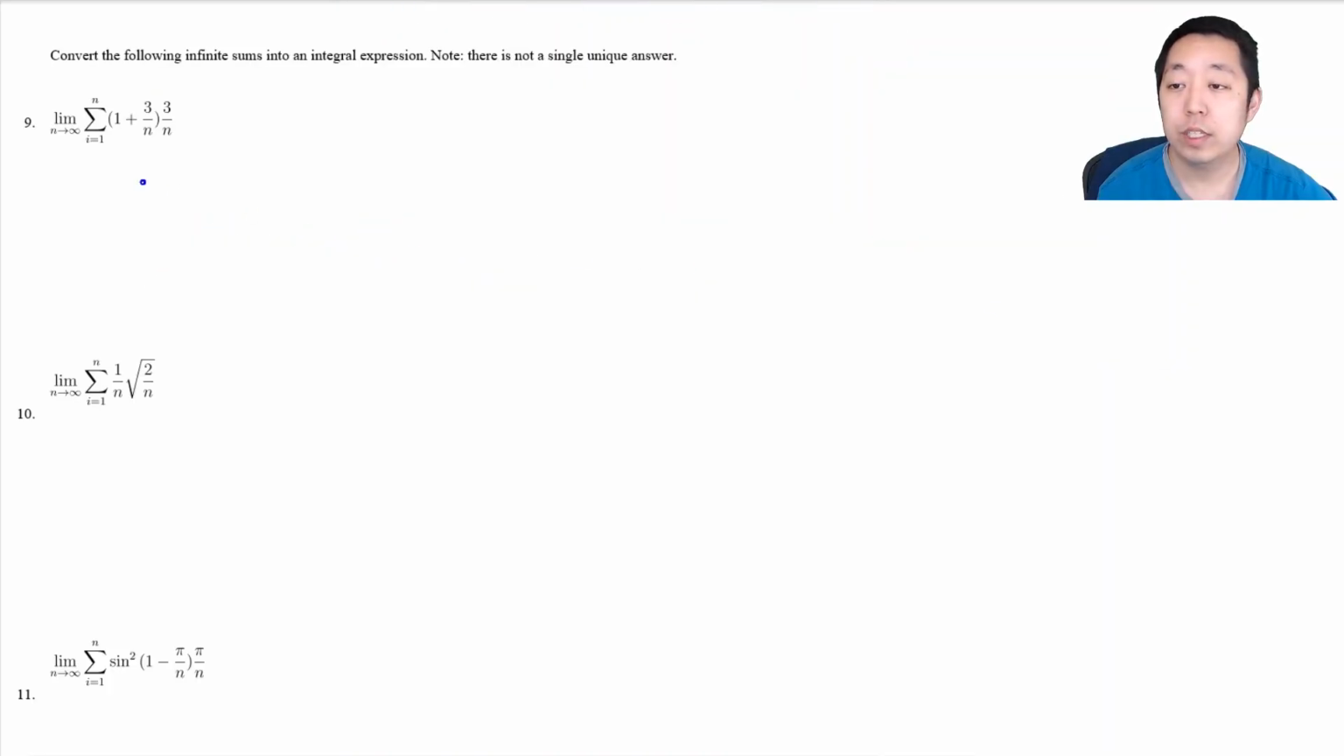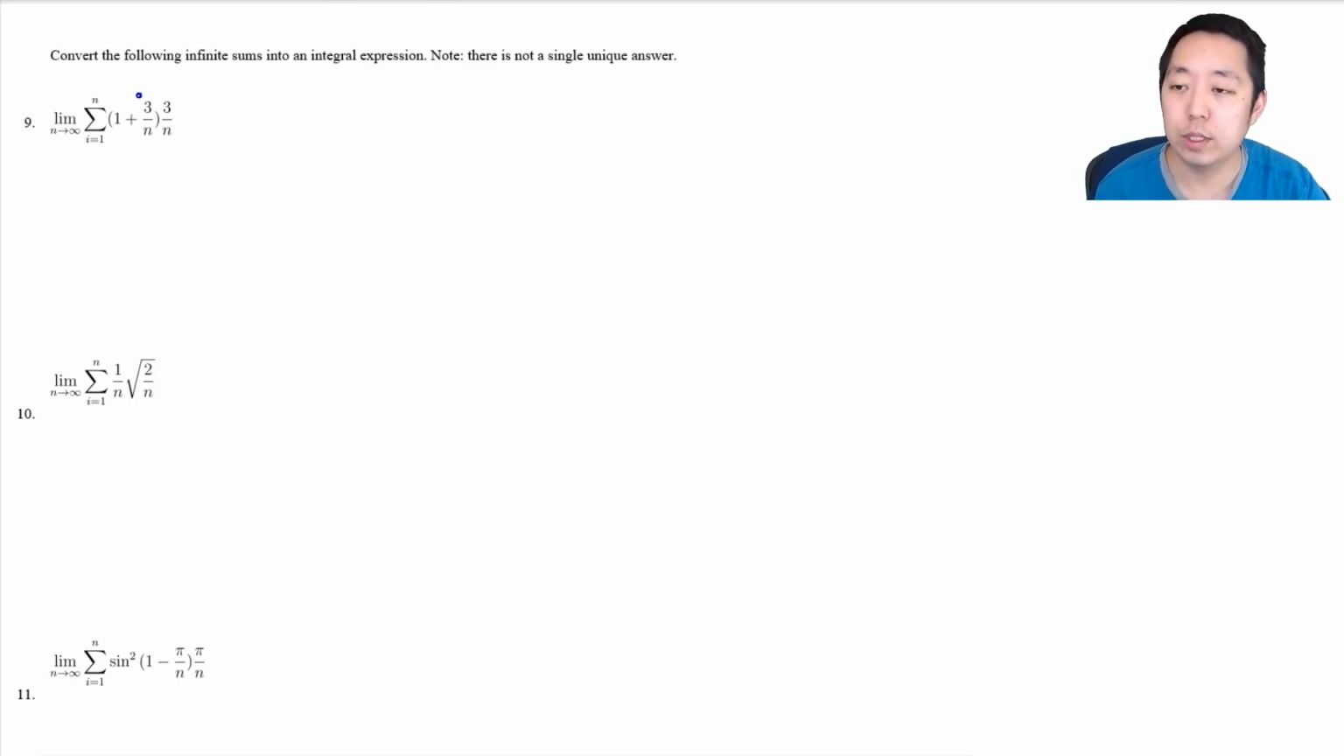Okay. So in these problems, we're going to convert the infinite sums into an integral expression. So we're kind of going the other direction. Before, we had taken an integral and wanted to convert it to the sum to compute the integral. And here we're going to try to sort of pattern match it. Now there are actually a lot of different answers that would get you the same thing. But a lot of times there's a standard way to look at them.